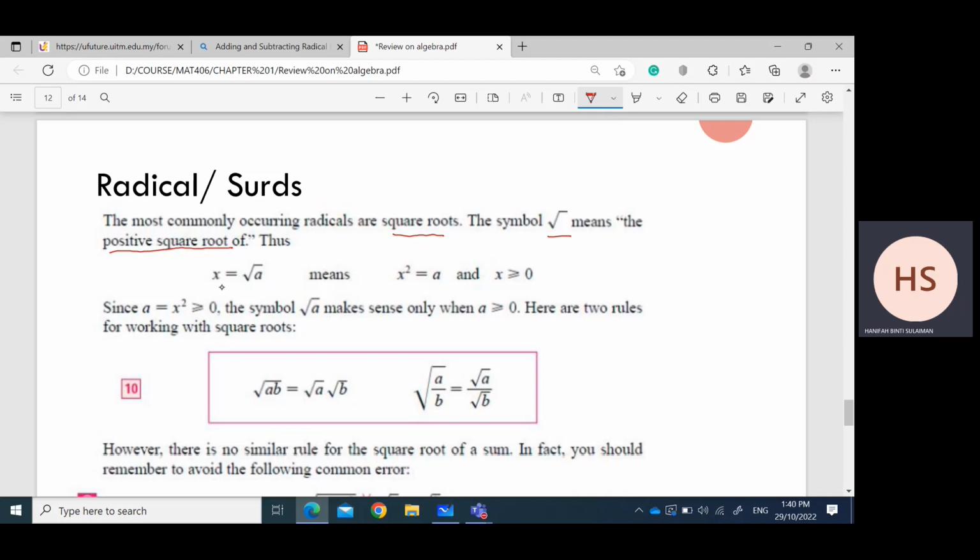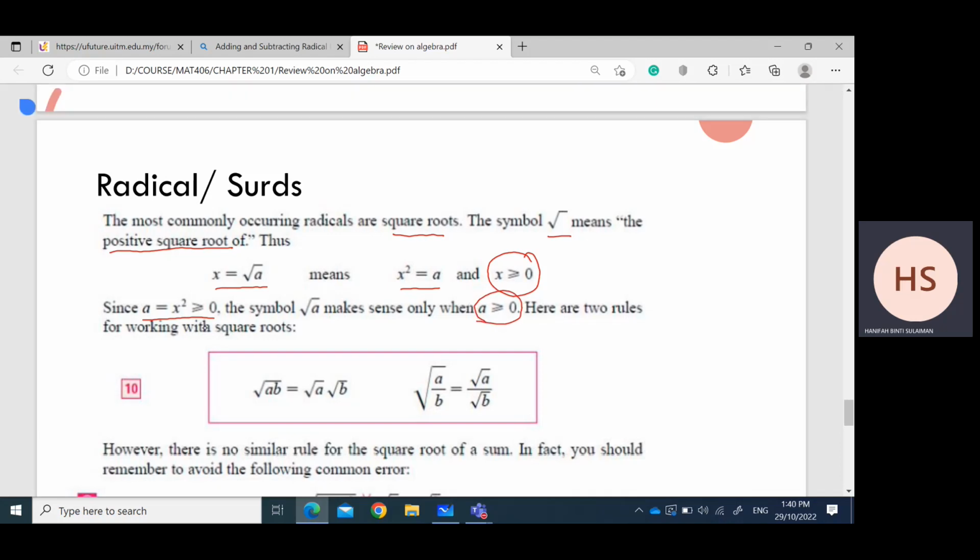So thus x equals the square root of a. It means x squared equals a, and x must always be greater than or equal to 0. Right, so since a equals x squared is greater than or equal to 0, the radical symbol makes sense only when a is always greater than or equal to 0.